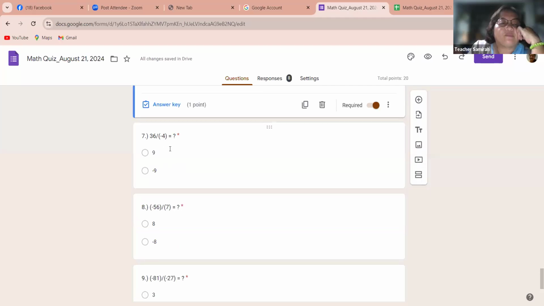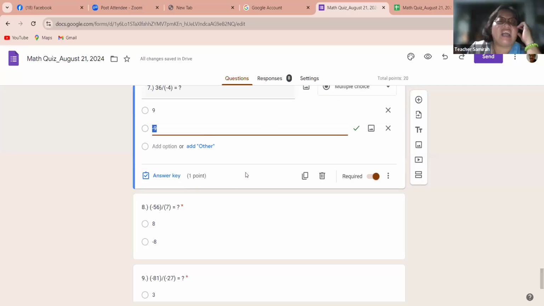Okay, next, number 7. 36 divided by negative 4. So we are actually going to divide two different sign integers. What will be our answer? Will it be positive 9 or negative 9? Negative 9. Very good.